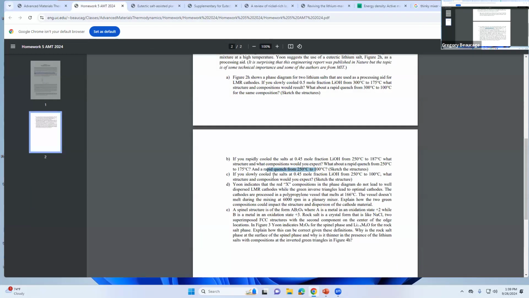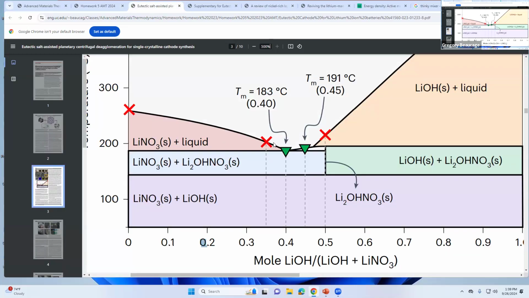All right, so that's B. Then you slow cool the salts at 45 mole fraction from 250 to 100. So you're at 45%, and you're going to do a slow cool down to 100. You get to this point, and then it's phase separating between liquid and the intermediate phase, and they're about 50-50. So it could precipitate out, or it might make a matrix. It's kind of hard to tell what happens. But basically, I think I said it would phase separate out.